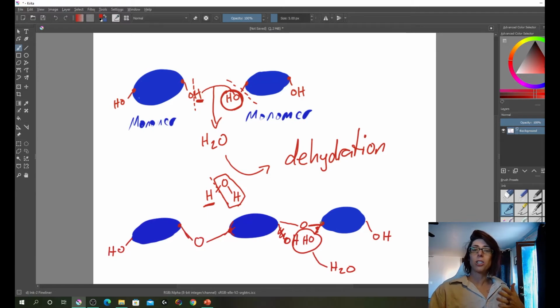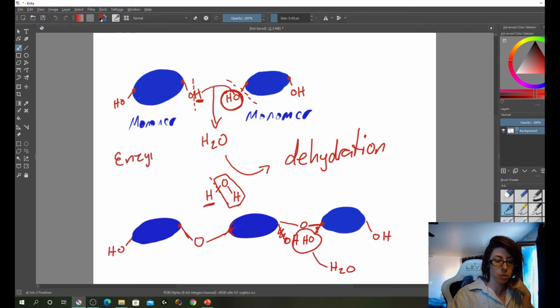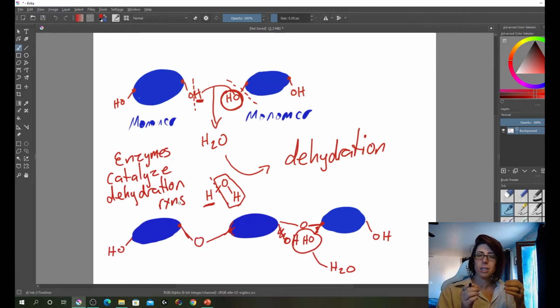Now, these biological reactions will happen spontaneously, but not fast enough to be useful for a living organism. So you need a catalyst. A catalyst is something that makes the reaction happen faster. That's what enzymes are for. So enzymes catalyze dehydration reactions. Enzymes are just little molecular machines that catalyze chemical reactions for the cell, for living things.